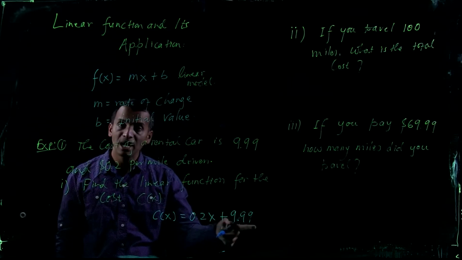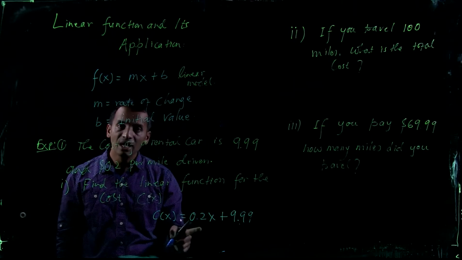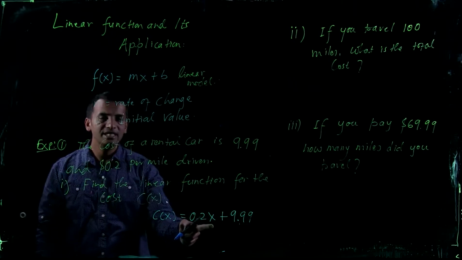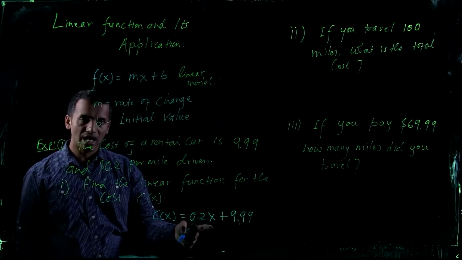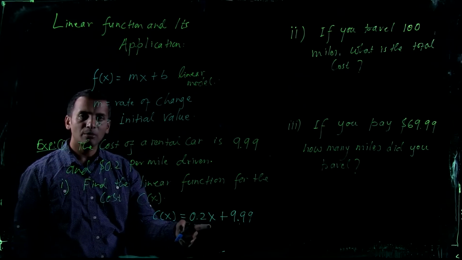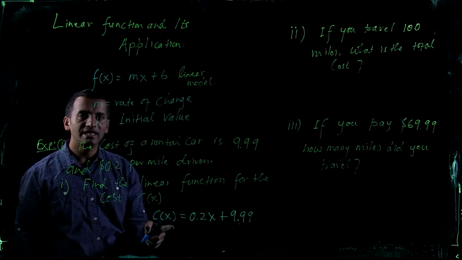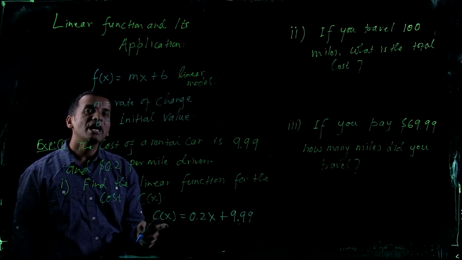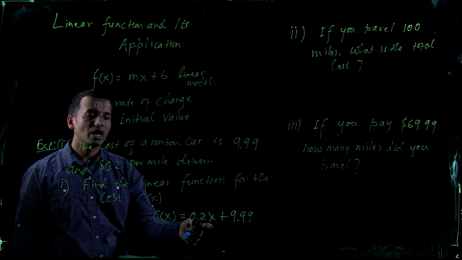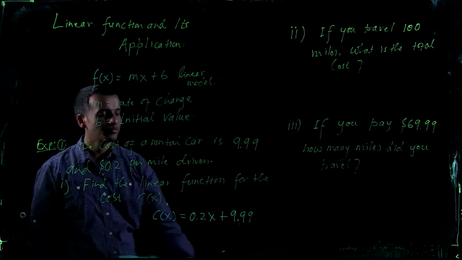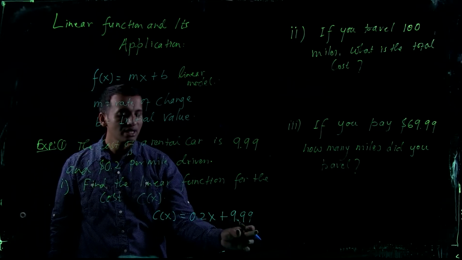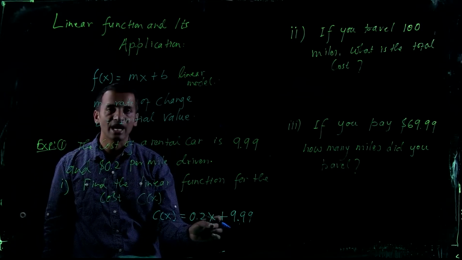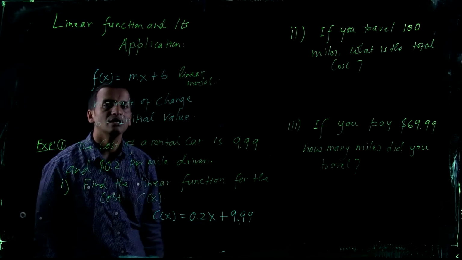This is the initial cost. It does not change no matter how many miles you drive, but this other value will change. So 0.2 times x, where x is the number of miles you drive. So c of x, the cost of x miles, is 0.2x plus 9.99. The initial value is b, and then plus m times x, which is the rate of change.